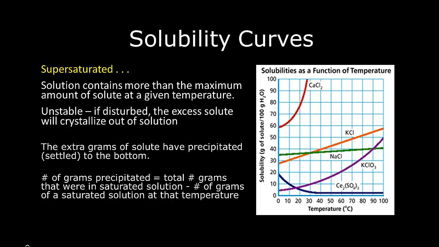Okay, supersaturated solutions, remember, contain more than the maximum amount of solute at a given temperature, and they are unstable. So the extra amount of solute that is precipitated to the bottom, the number of grams that's precipitated, is equal to the total number of grams that were in the solution minus the number of grams of a saturated solution at that temperature. Now just write that down somewhere and remember it. We're going to go through an example here in just a minute.